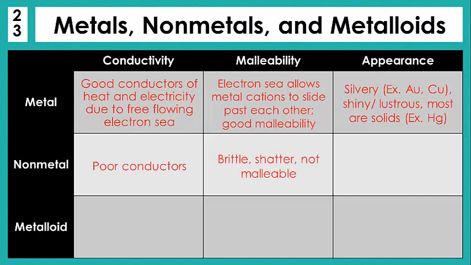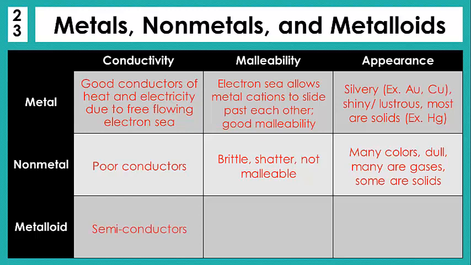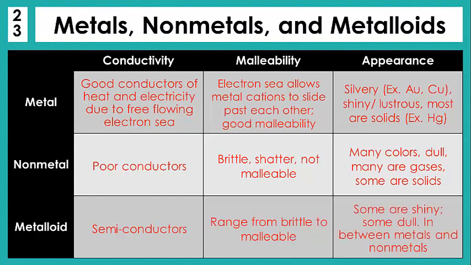Nonmetals are poor conductors. They are brittle, so if you hit them with a hammer, they will shatter. They are not malleable. And they can be many colors, like copper is black, phosphorus can be red or white, sulfur is yellow. They're dull. Many of them are gases, and some of them are also solids. Metalloids are in between metals and nonmetals. So they're going to be semiconductors. They could be brittle or malleable. And some are shiny, some are dull. So they're just in between metals and nonmetals.